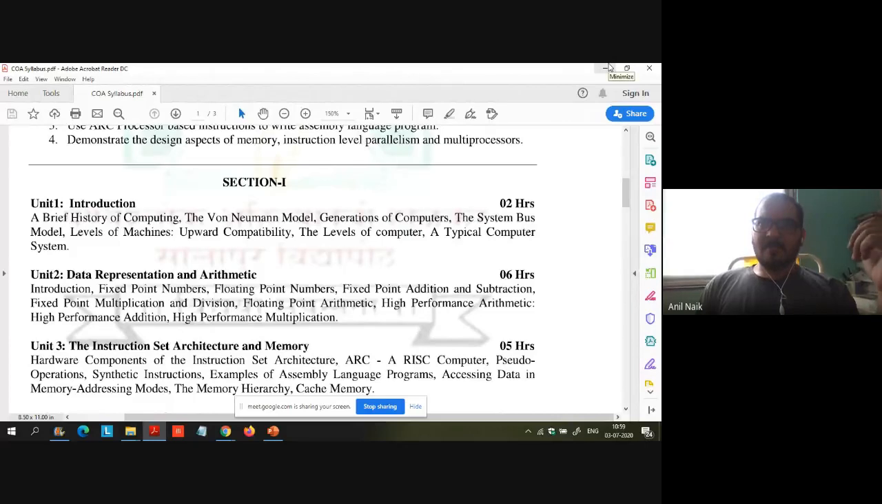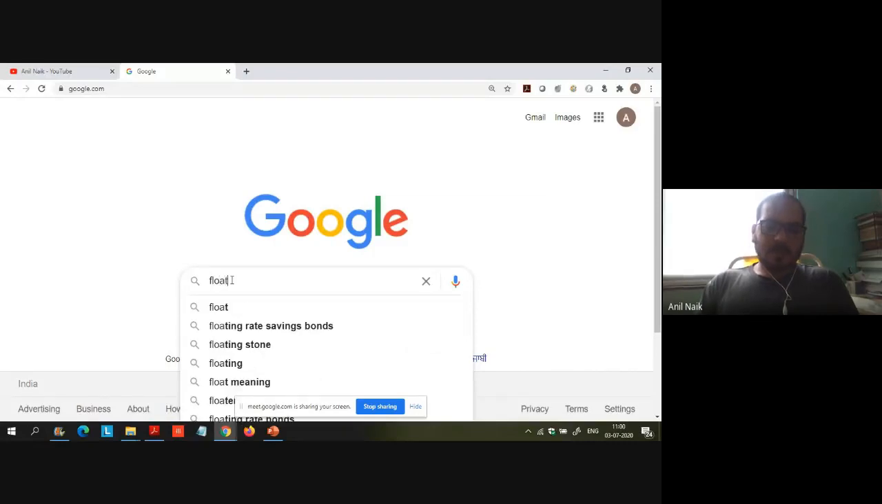We'll study the fast multiplication algorithm called Booth's algorithm, and in the division algorithm we'll study restoring and non-restoring division methods. So these are some high performance multiplication algorithms, how the system is designed to compute mathematical operations. And floating point numbers. Floating point numbers means the large numbers that you can represent in a small format.